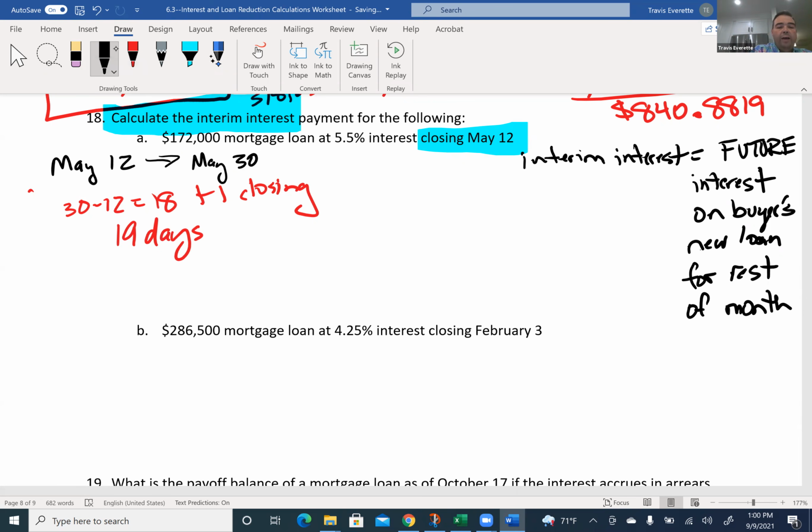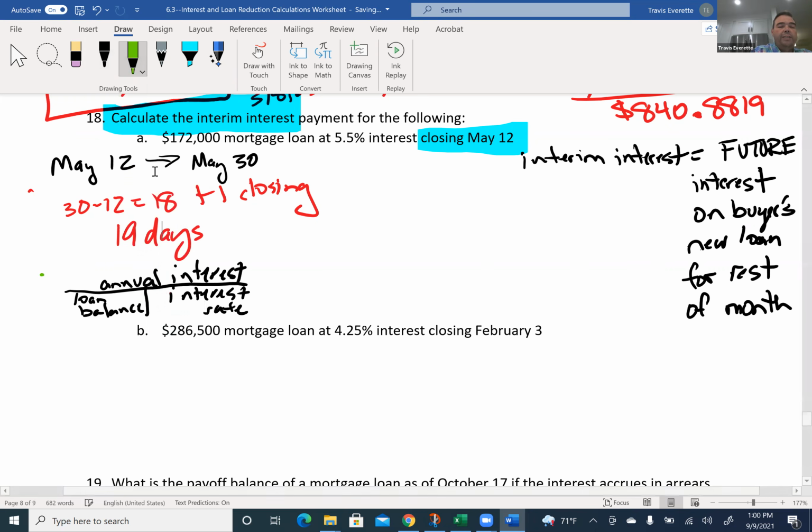So let's take a look at what our annual interest looks like so that we can get down to daily interest. So annual interest is going to equal the loan balance times the interest rate. Okay. Let's fill in some information here. What did they tell us here? They told us that the loan balance on this one is $172,000. And they told us that the interest rate is 5.5%.